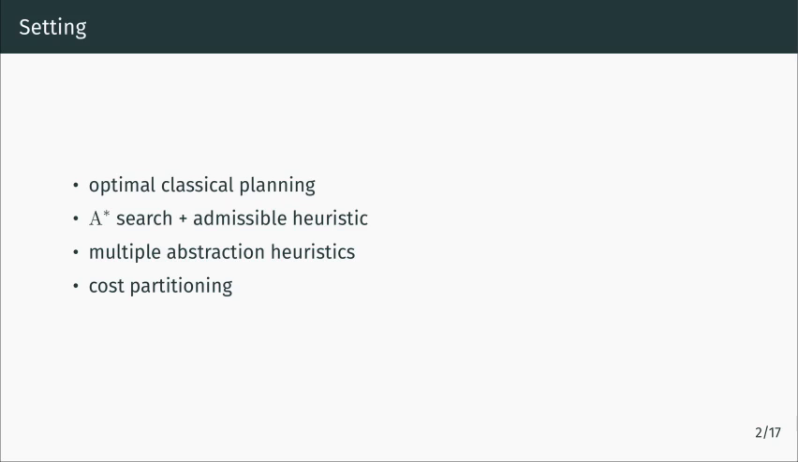So the setting that we're concerned with is optimal classical planning, and we're using an A-star search with an admissible heuristic to find optimal solutions. Since usually one heuristic is not enough, we use multiple heuristics, and here we focus exclusively on abstraction heuristics. And we use cost partitioning to combine their estimates. In particular, we're using saturated cost partitioning to do this.